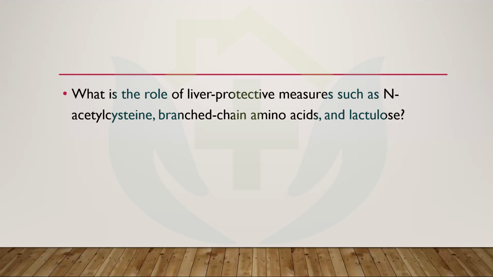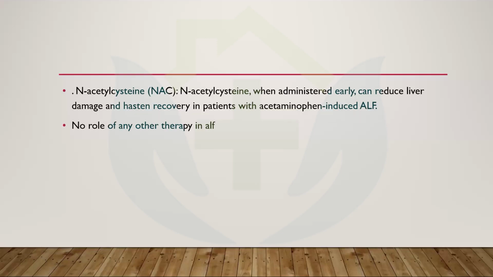What is the role of liver protective measures such as N-acetylcysteine, branched chain amino acids, and lactulose? N-acetylcysteine has a role when administered early and can reduce the liver damage and hasten recovery in patients with acetaminophen induced ALF. Regarding branched chain amino acids and lactulose, we give it in patients, there are different measures we take, but theoretically they have no specific role in acute liver failure.